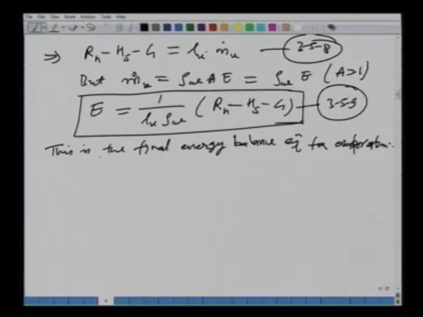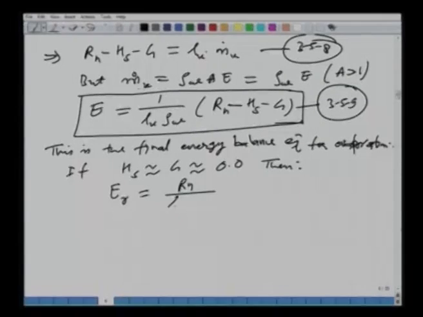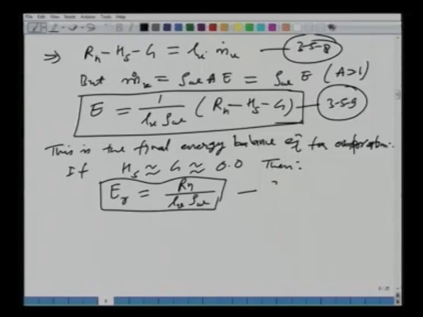Anything that is small as compared to another quantity, let us say for example Rn is 100 and this is 0.1 and 0.2, we can neglect it. So, if Hs and G we can neglect, or they are close to 0, then your final expression, which we will call ER, the rate of evaporation due to the energy method, is going to be equal to Rn over Lv rho W. This is the very small, sweet formula I am sure you may have seen in your earlier classes.